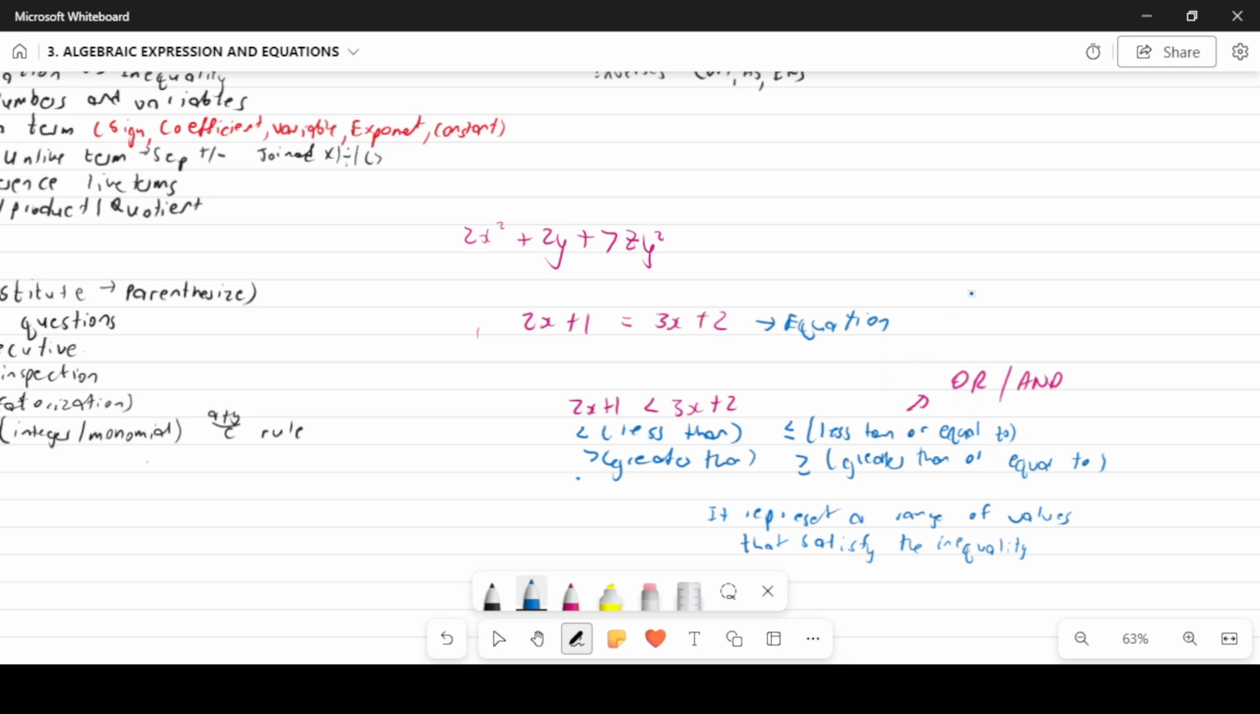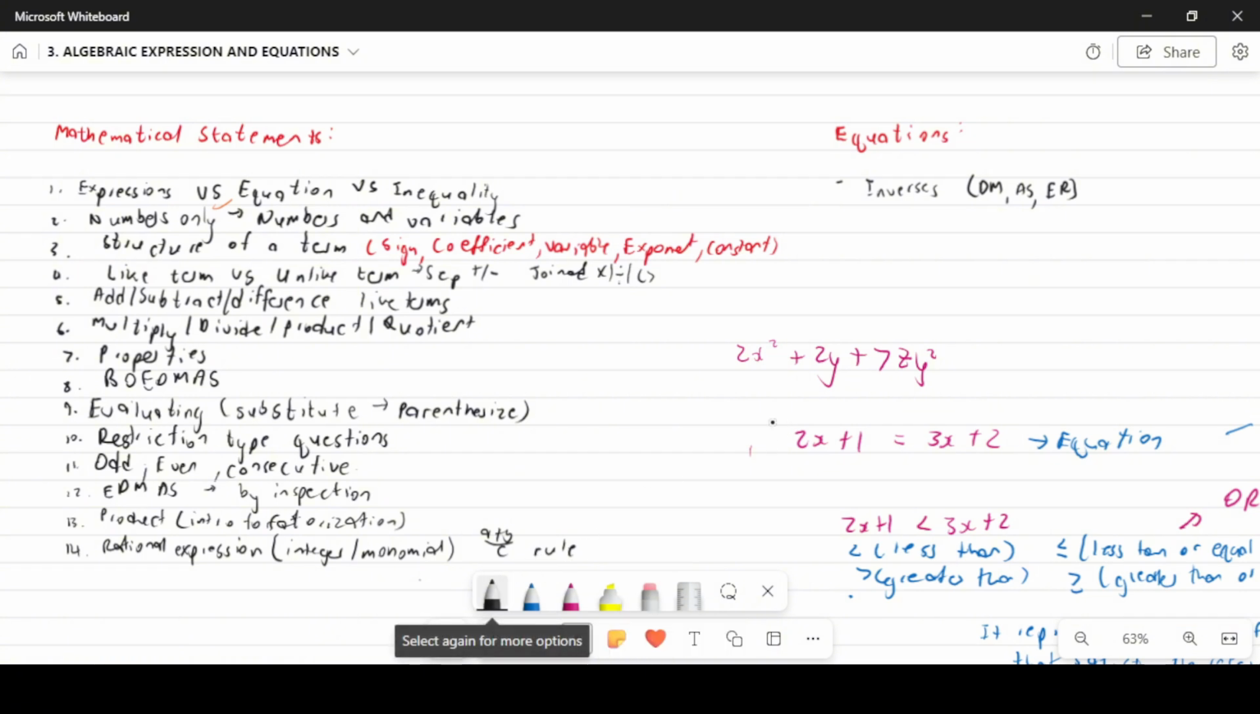Here we said for certain values, so maybe 2, 3, 4, 5, 6 values can make this statement true. But with inequalities, sometimes there's a range. There are infinitely many solutions at times. And that's why we say that there's a range of values that will make that statement true. Okay. Next year we will discuss the other type of mathematical statement. But for now, just remember these three.